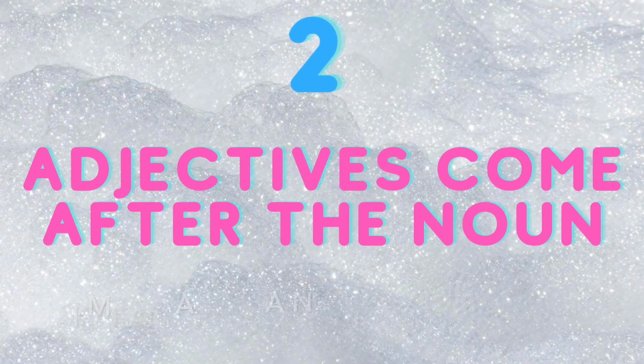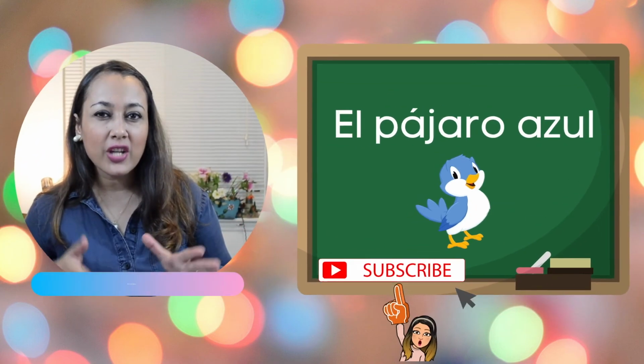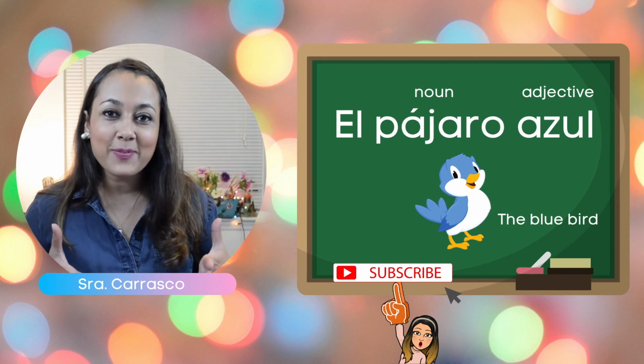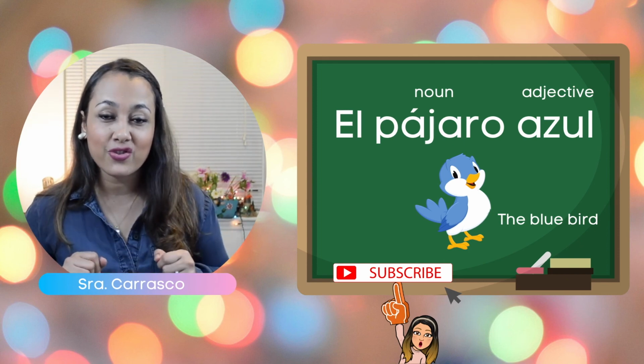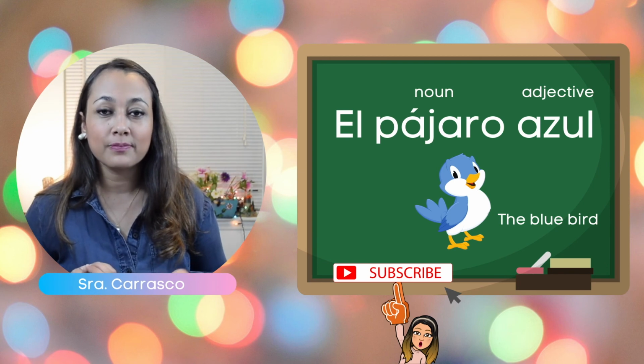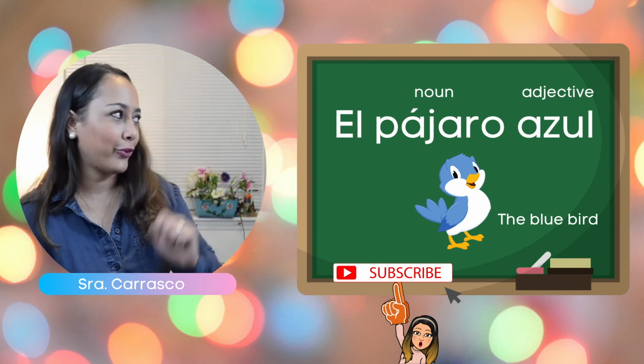Adjectives come after a noun in Spanish. In English, adjectives come before a noun, right? But in Spanish, that's the opposite. Adjectives come before a noun? No, it's after a noun. Adjectives come after the noun.